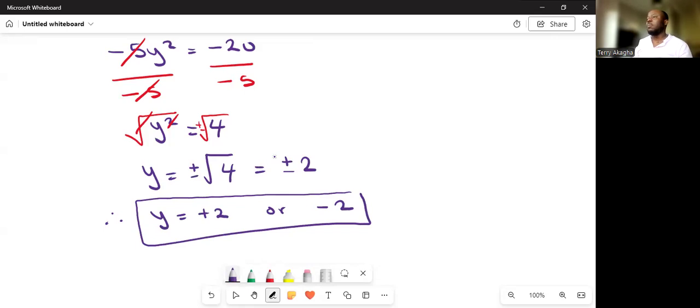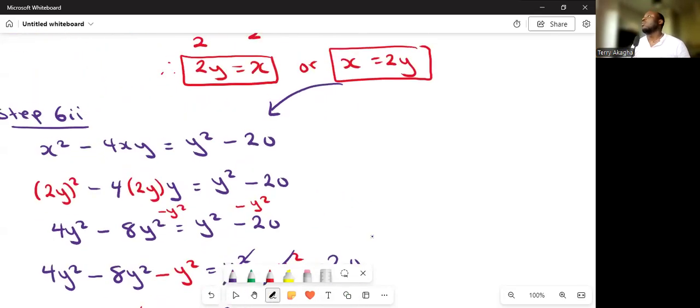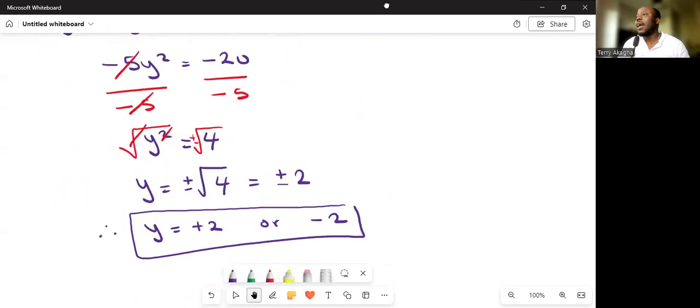Now, step 6i said that we need to substitute the value of y we've gotten into step 1 to get the corresponding value of x. So we need to substitute the value of y into step 6i to get the corresponding value of x, because here we already know that x was equal to what? 2y. Are you seeing it? So x was equal to 2y. So we then have to substitute it.